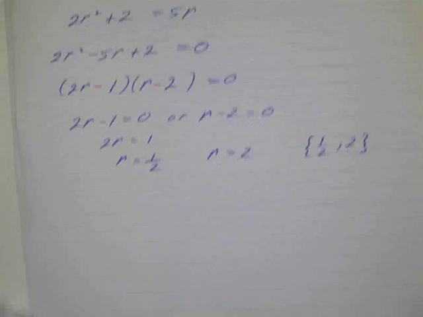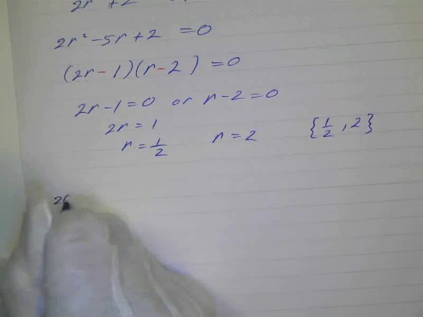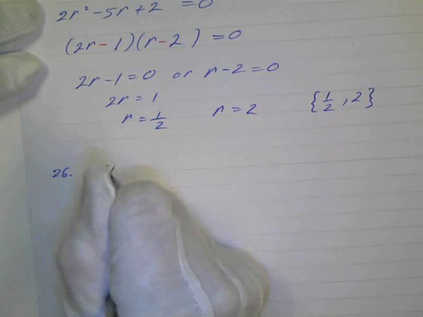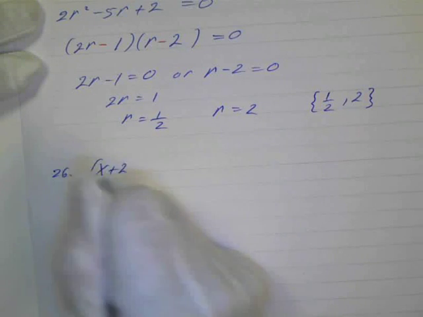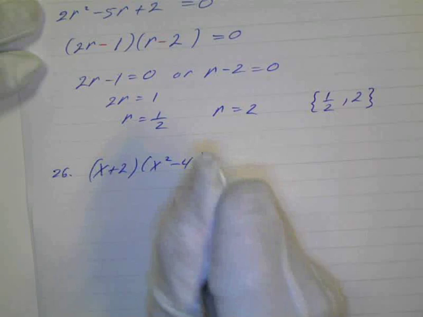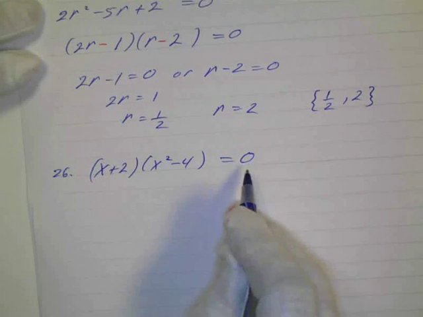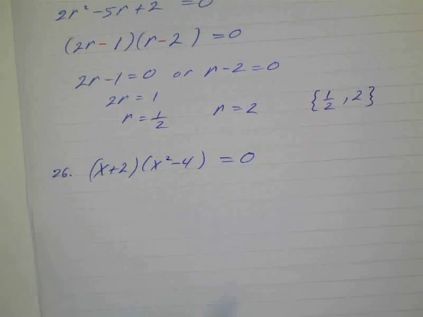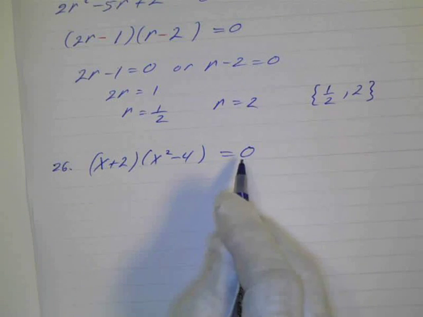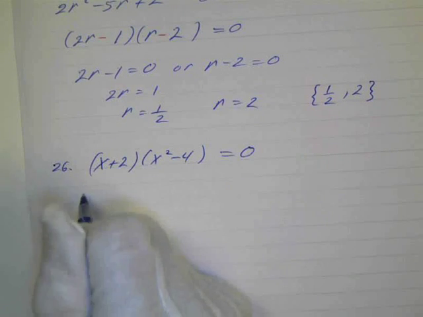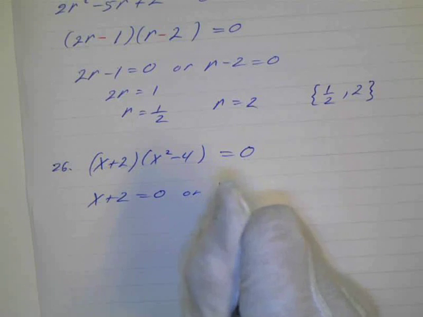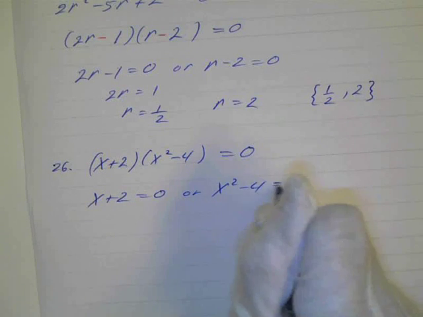Okay? And then 26. Well, this is already factored out. We've got x plus 2 times x squared minus 4, and it's equal to 0. If it was equal to another number, then we'd have to do a lot more work and multiply it out and shift it around. But it's equal to 0, so it's already set to go. So we know that either x plus 2 equals 0, or x squared minus 4 equals 0.